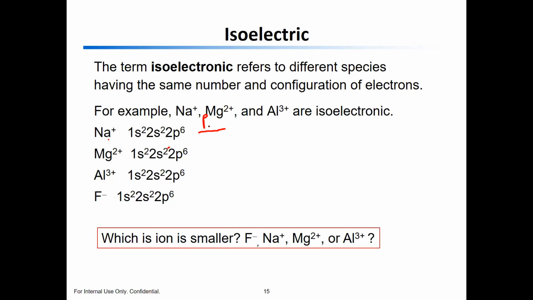How many protons does sodium have? I think it's number 11. Magnesium, I can't remember that. Look at my periodic table here. Magnesium has 12. Aluminum has 13. I don't memorize these things. You just have to look at it, know how to read the table. This one has 9.